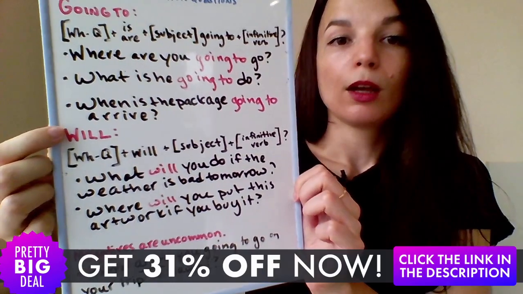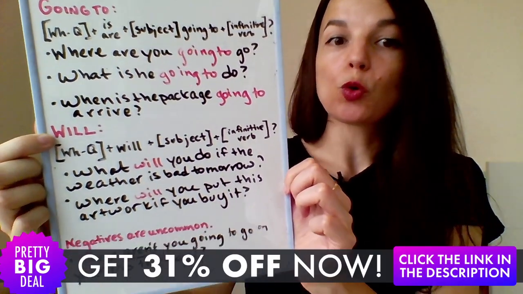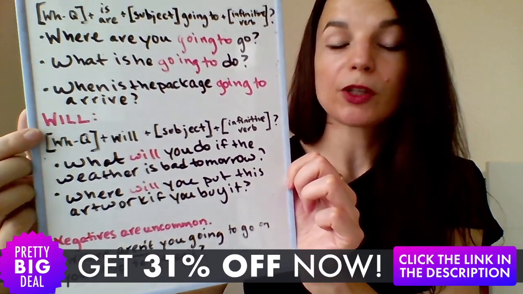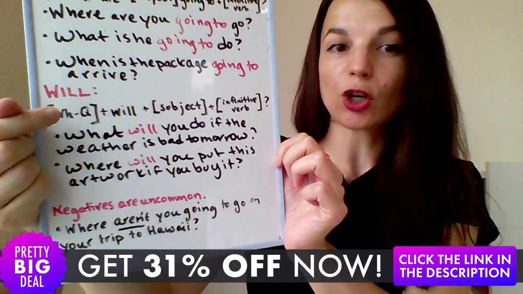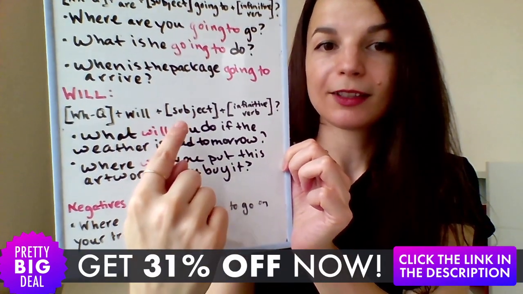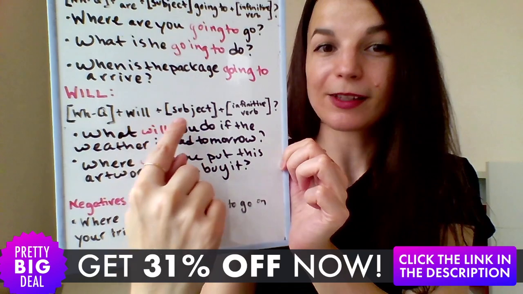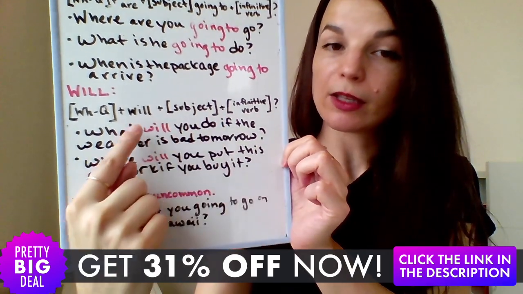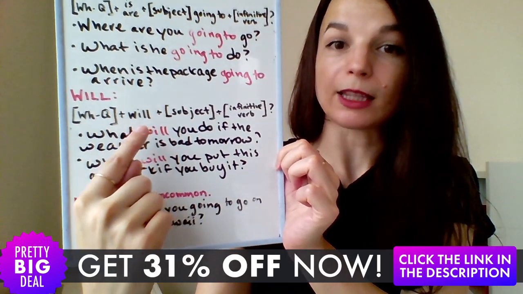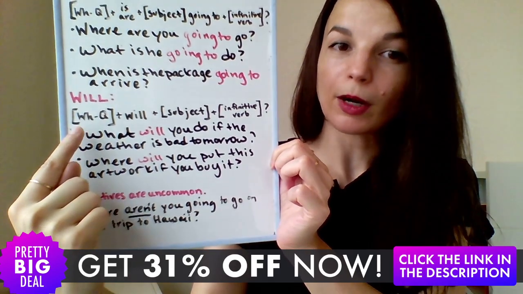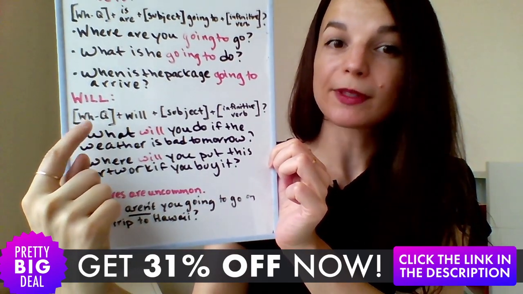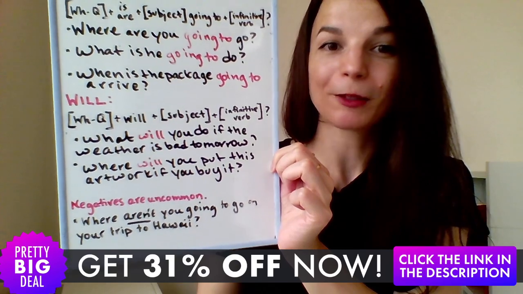Onward. Okay. Let's compare this to will. So again, to make our information question with will, we use will. We have this pattern, will, subject, verb. Same as the yes or no pattern we practiced in the beginning, yeah? This part, WH question, comes at the front of the question.